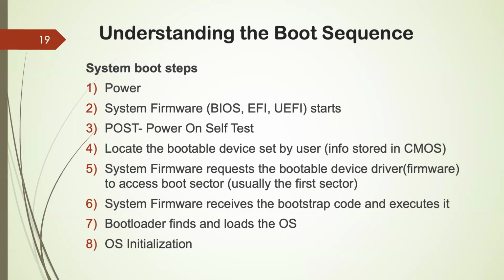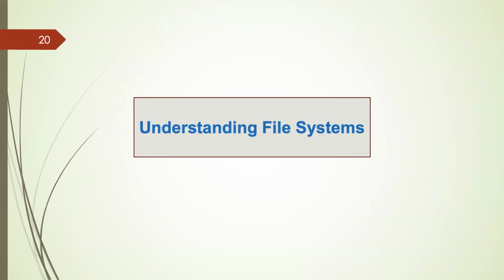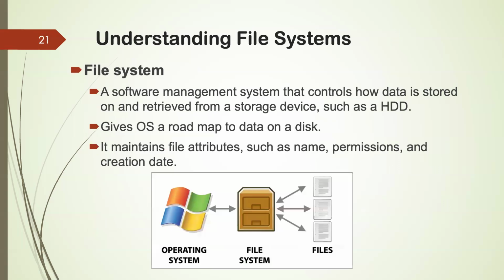Now, given all this information, we understand how the boot sequence works, and what steps happen in the background when a PC starts. Let's talk about file systems. So what is a file system? A file system is basically software which manages how data will be read from the hard drive, or how data will be written on the hard drive.